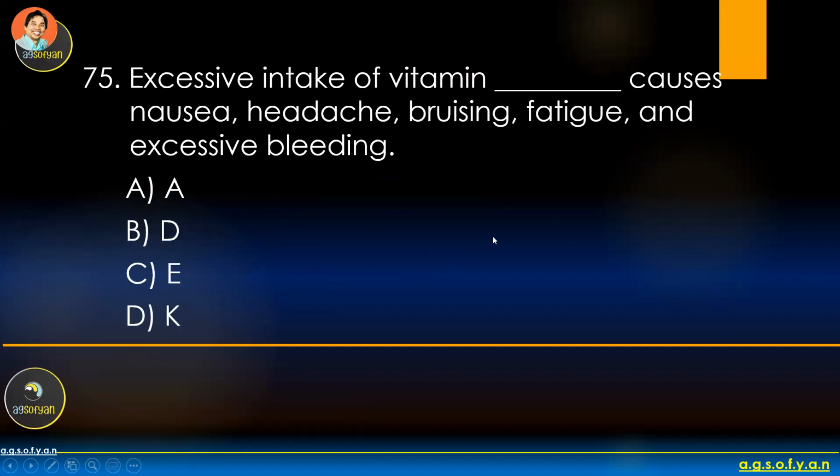Excessive intake of vitamin blank causes nausea, headache, bruising, fatigue, and excessive bleeding. Which one is that? A, D, E, or K? The one that gives these symptoms is if we take too much vitamin E. So vitamin E will cause the symptoms: nausea, headache, bruising, fatigue, and excessive bleeding.